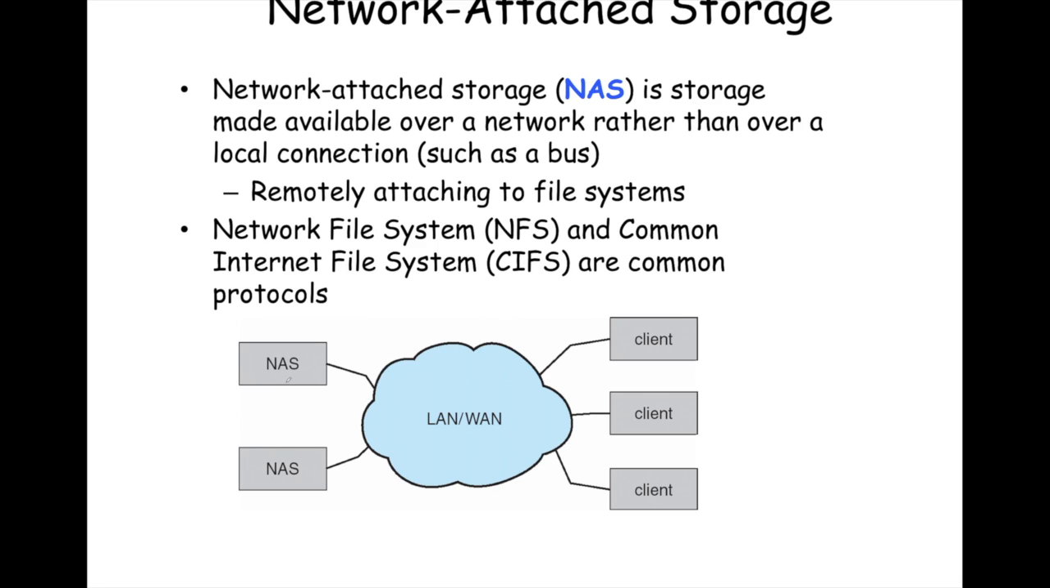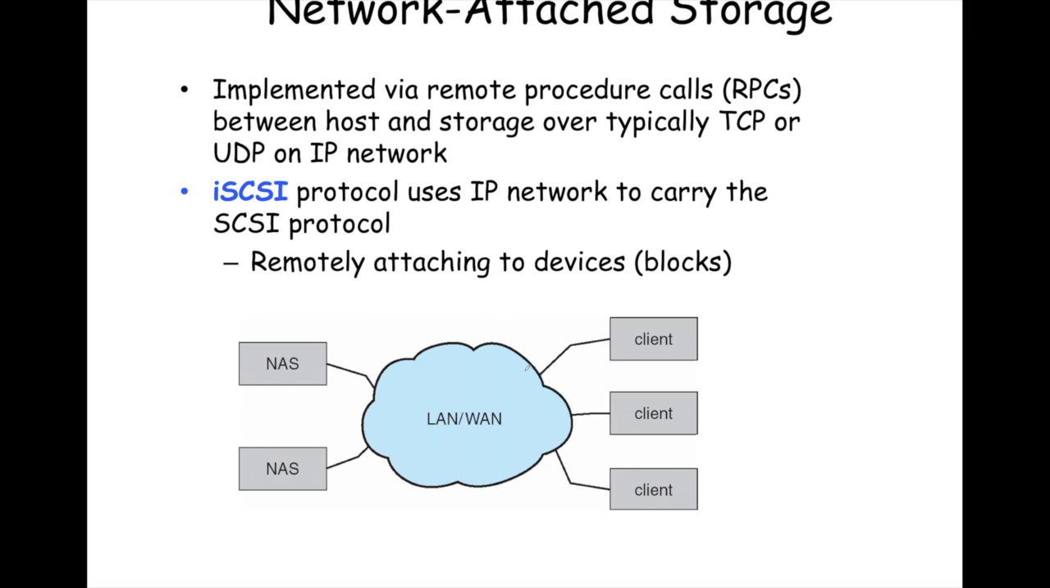Now, in network attached storage, or NAS, you have your clients, and then you have your local area network or wide area network, and then you have your network attached storage here, and they're addressed using TCP/IP, and the client pushes data to them or pulls data from them. And so these are implemented using remote procedure calls between the host and the storage, typically underlaid by the popular protocols for the modern internet, TCP, Transmission Control Protocol, or UDP, User Datagram Protocol, over IP, which is the addressing scheme for how you route from one machine to another.